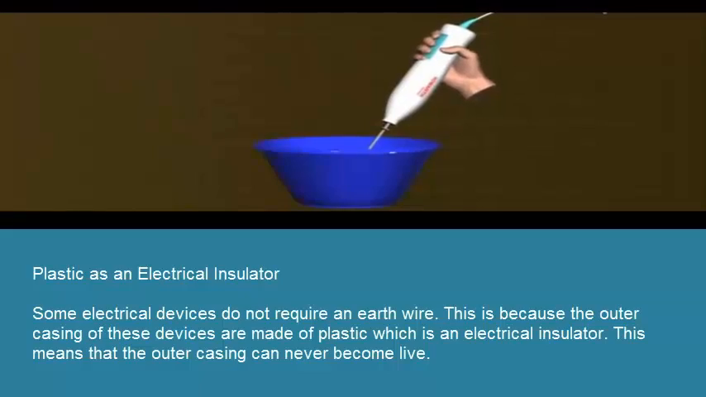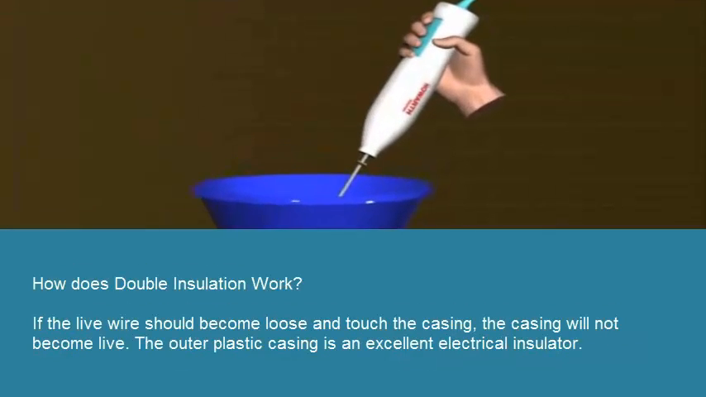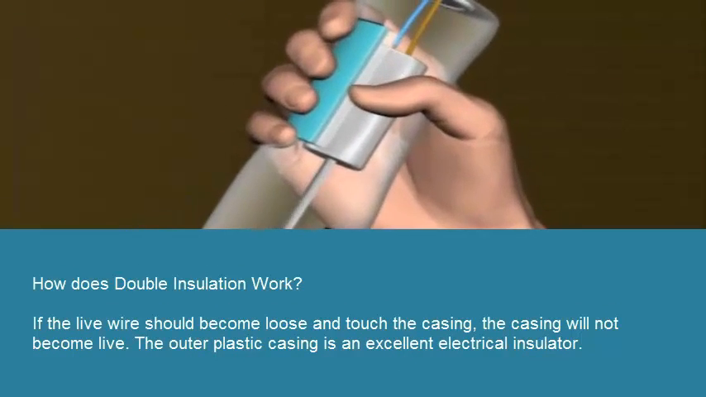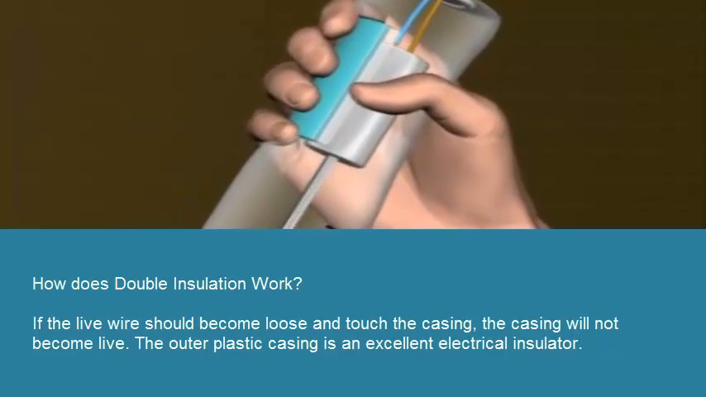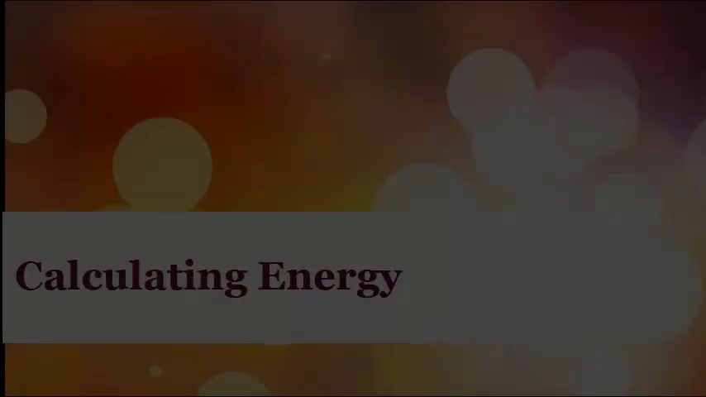Some electrical devices do not require an earth wire. This is because the outer casing of these devices is made of plastic, which is an electrical insulator. This means that the outer casing can never become live. If the live wire should become loose and touch the casing, it will not become live. The outer plastic casing is an excellent electrical insulator.